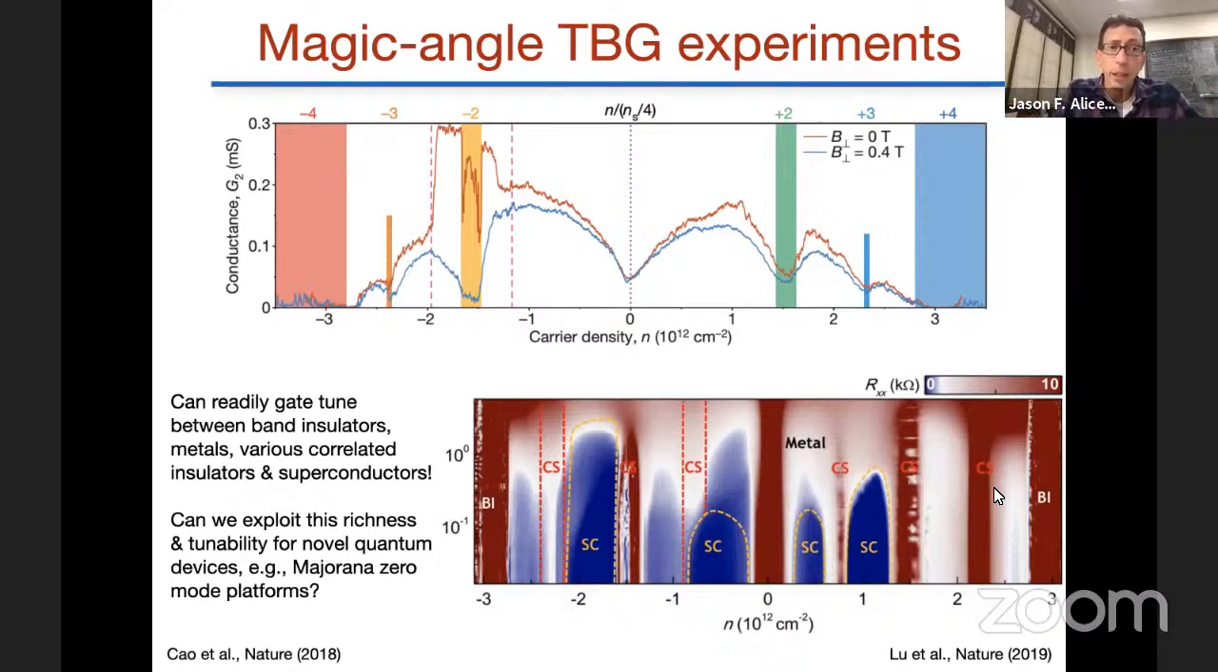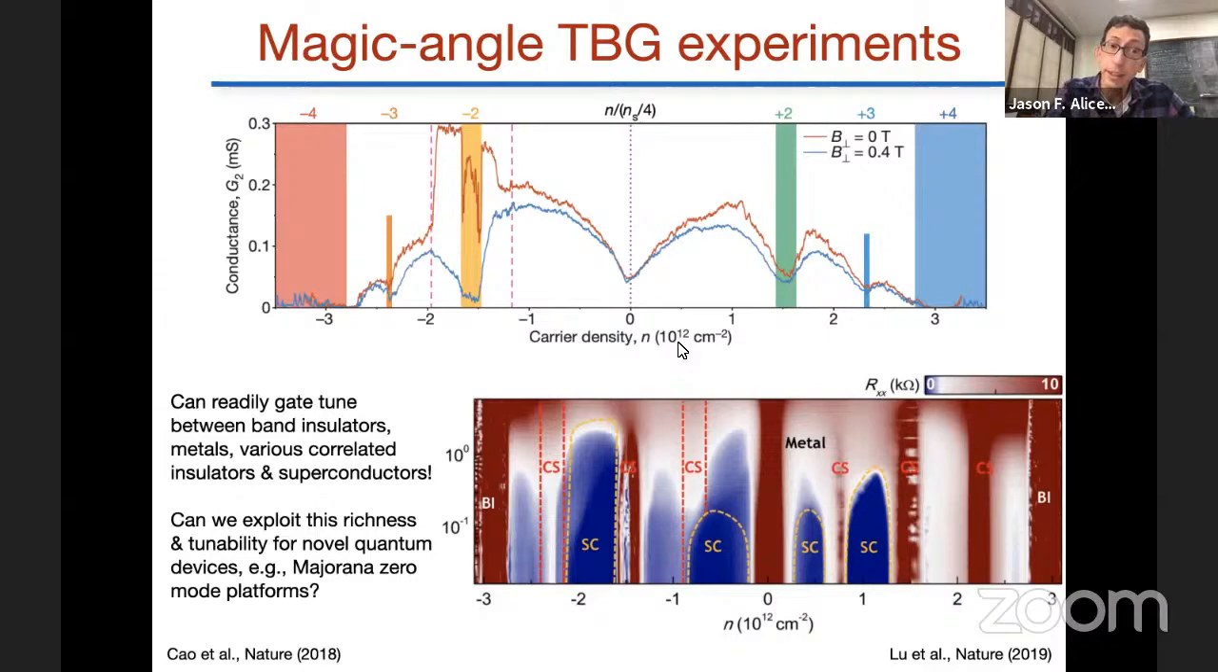We have this platform that we can readily gate tune between all sorts of completely different phases of matter. We can gate tune between band insulators, metallic states, various different kinds of correlated insulators, superconductors, all with a density change of a modest order of 10 to the 12th per centimeter squared. And that tiny density change is really tied to the fact that the Moiré unit cell in the system is just enormous. So that's why small density changes can have such a dramatic effect on the electronic properties of the system.